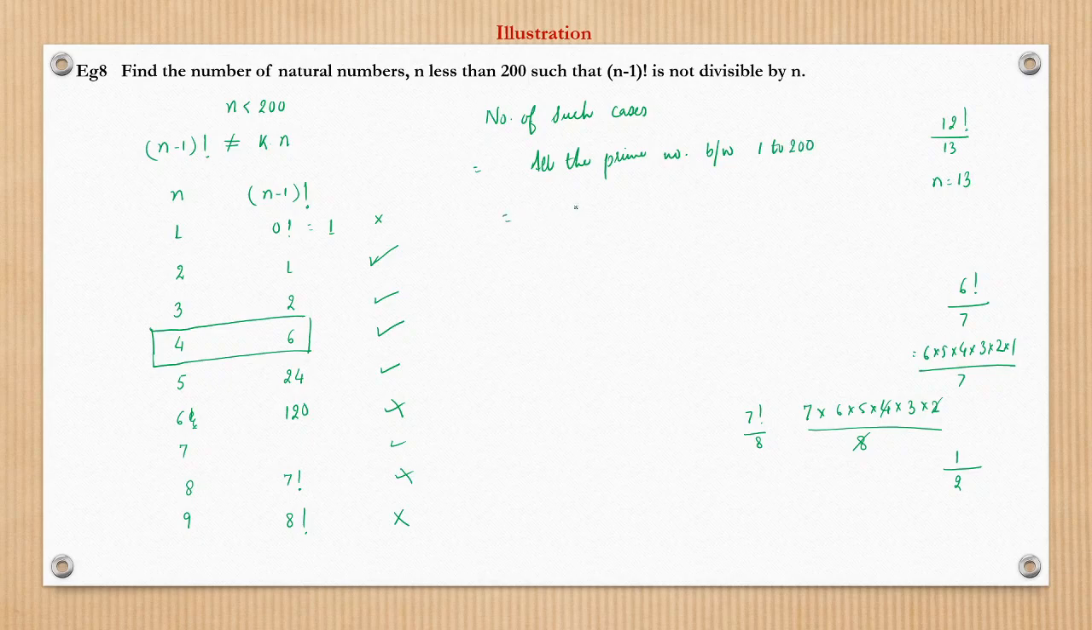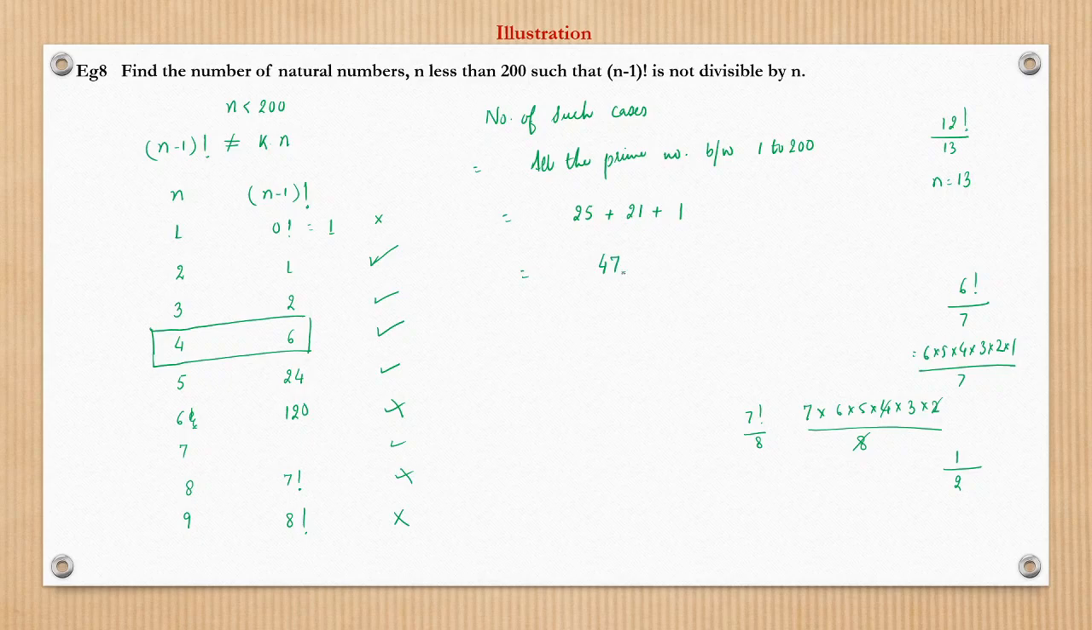So how many prime numbers are there? Between 1 to 100 we have 25, and between 101 to 200 we have 21 prime numbers. This we have seen in the discussion on prime numbers. And one additional case of this 4 comma 6. So total such cases is nothing but 47.